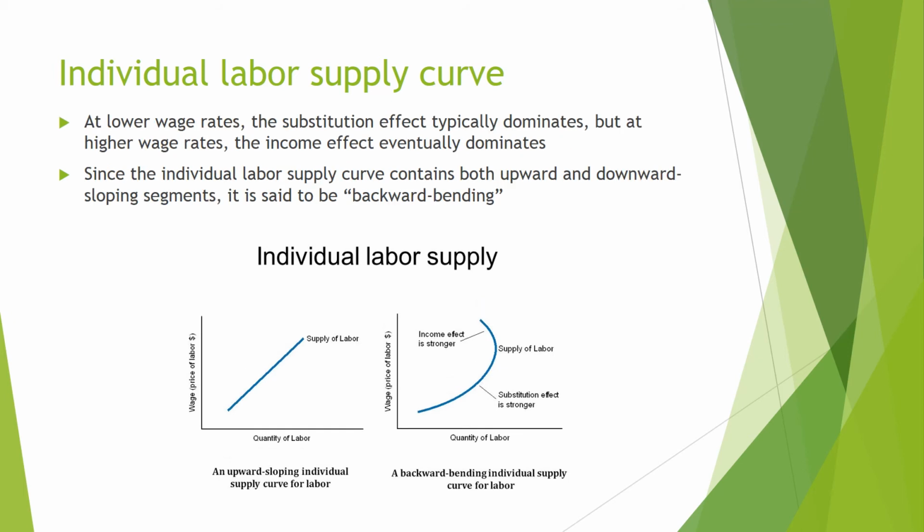At lower wage rates, the substitution effect typically dominates. Going from $8 to $12 an hour is a huge increase in money, a 50% raise, but that's probably not enough for you to feel rich and feel like you don't need to work anymore. In fact, you're probably going to be willing to work more hours than you were before. So we have the upward sloping supply curve.